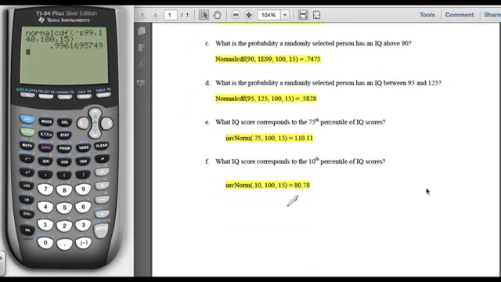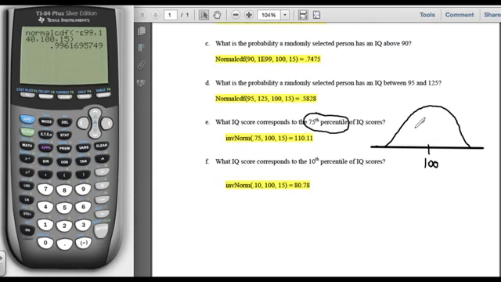Final 2 questions go the opposite direction, as we saw in Chapter 6. E says, what IQ corresponds to the 75th percentile of IQ scores? This is where it's very helpful to sketch out what you've got to see what you need to do. I know IQ scores are normally distributed with mean of 100 in the middle. I want to know what IQ score corresponds with the 75th percentile. So I want to know a value down here. The 75th percentile is going to be marked somewhere right here.